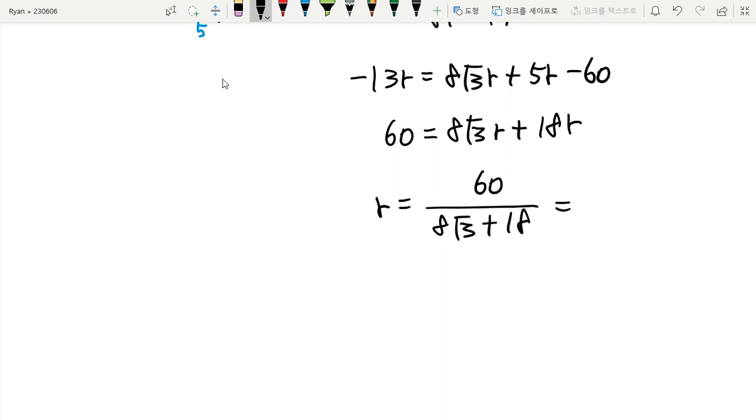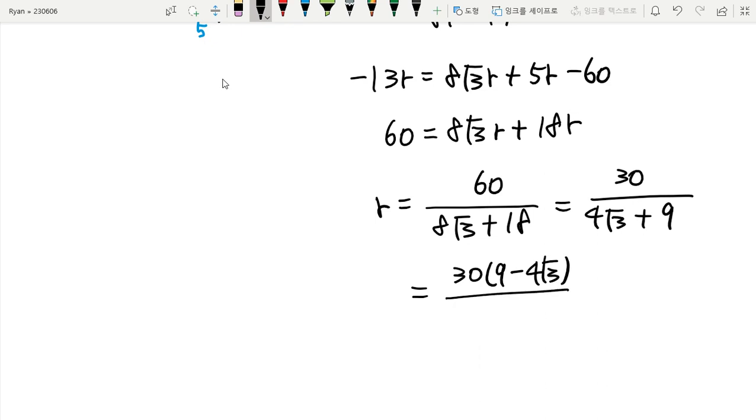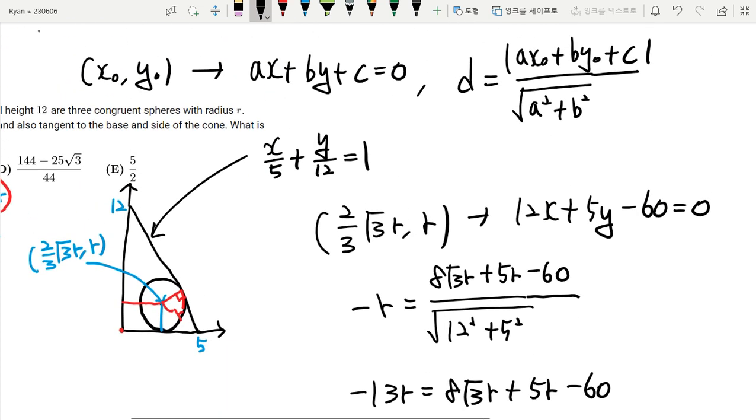this one. So at first, let's divide both the numerator and denominator by 2. And then we can rationalize the denominator by multiplying by 9 minus 4 times square root of 3, and the denominator will be 81 minus 48, which is 33. So we can simplify this by dividing by 3. Yep, so this is the value of r, the radius of the circle.